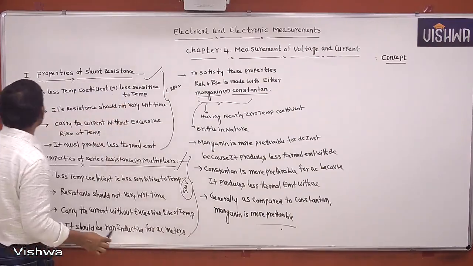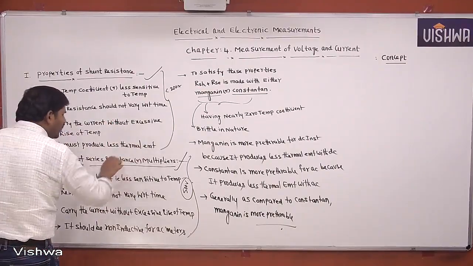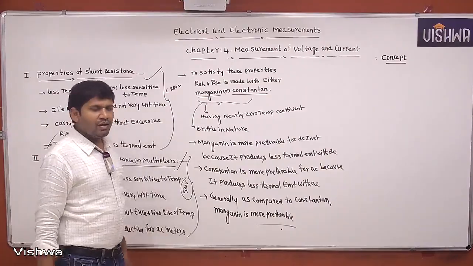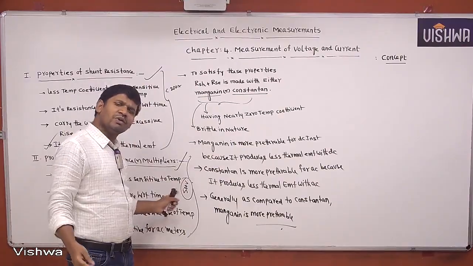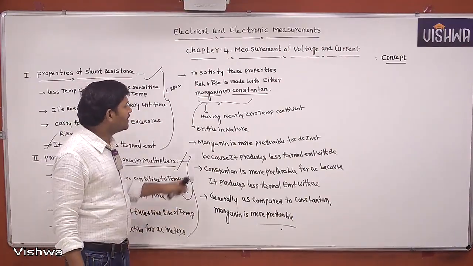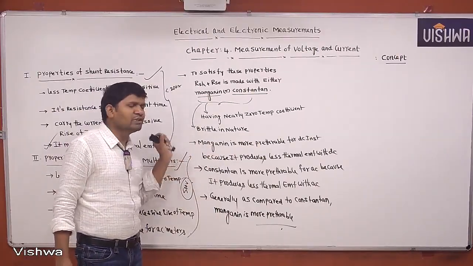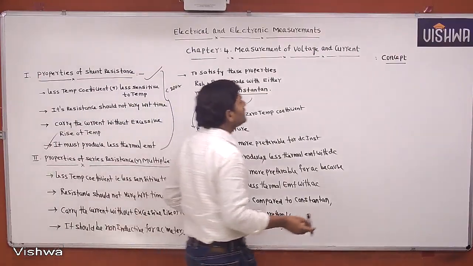Mainly that point is considered in the ammeters, in the shunt resistances only. We don't have this concept in the case of multiplier resistances. For multiplier resistance we can use either manganese or constantan, but more favorable is manganese, no doubt at all. But in the selection of a material for the shunt resistance, the material which produces less thermal EMF is more favorable. Then what is the thermal EMF?